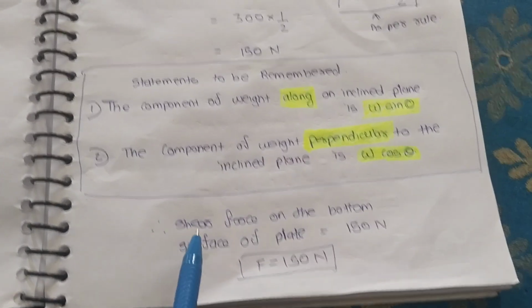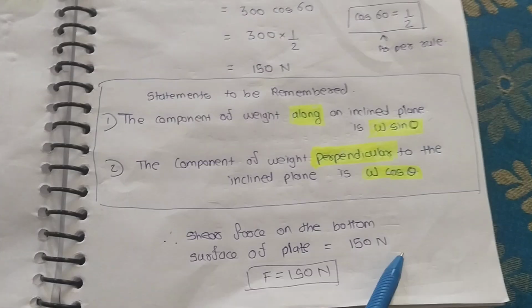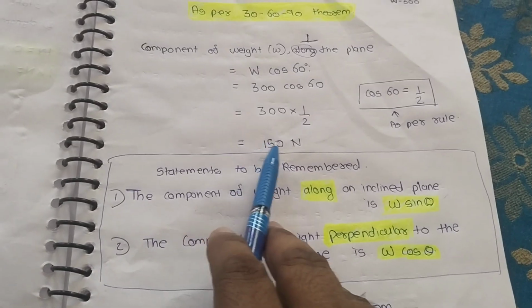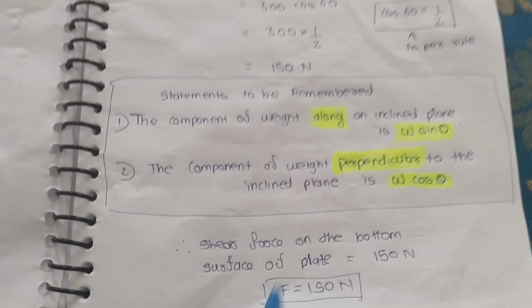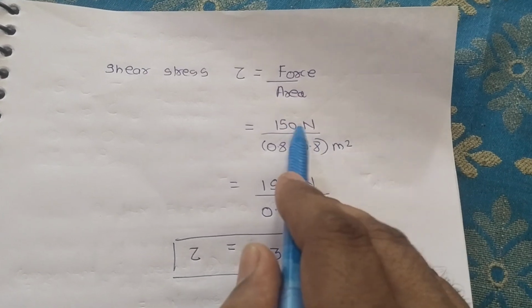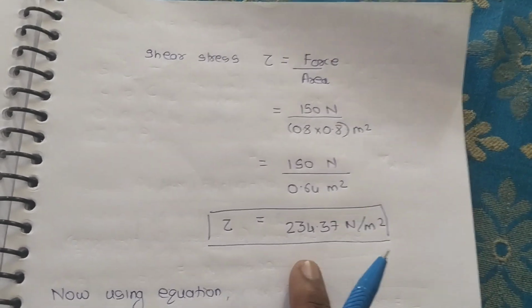The next step: the shear force on the bottom surface of the plate is 150 Newton. Now we have to calculate the shear stress. Tau is equal to force upon area, 150 Newton divided by the plate area, so we get the shear stress as 234.37 Newton per meter square.